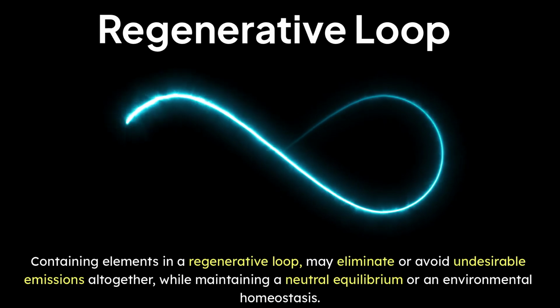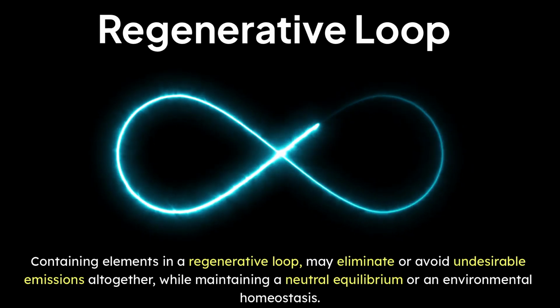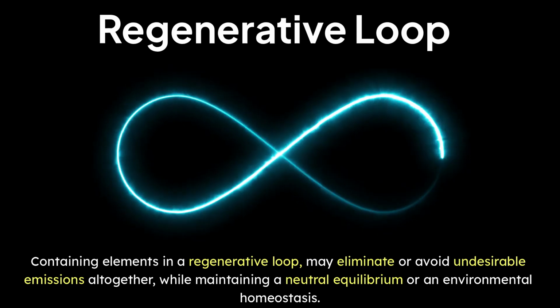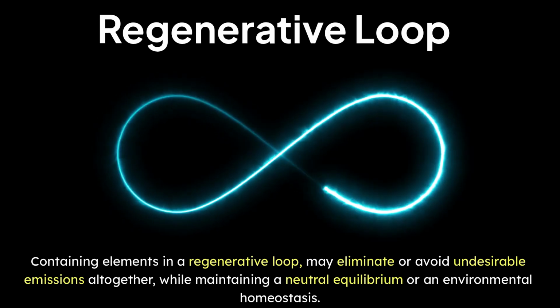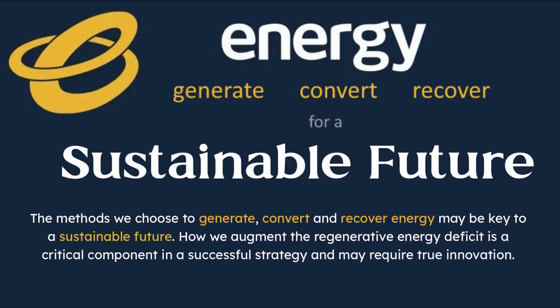Containing elements in a regenerative loop may eliminate or avoid undesirable emissions altogether, while maintaining a neutral equilibrium or an environmental homeostasis. Establishing a regenerative environmental equilibrium is an energy-intensive process, and requires a continuous energy input in order to be maintained. The methods we choose to generate, convert and recover energy may be key to a sustainable future. How we augment the regenerative energy deficit is a critical component in a successful strategy and may require true innovation.